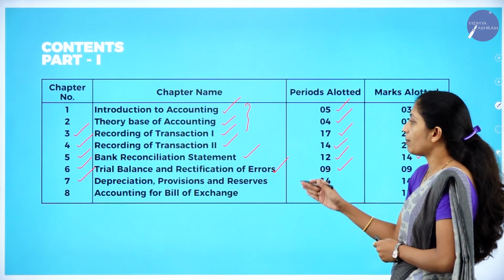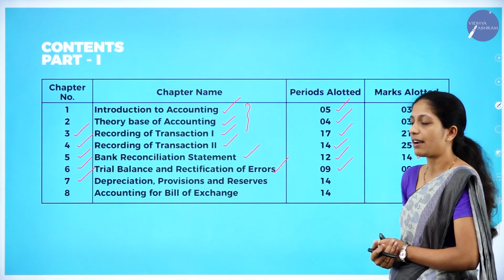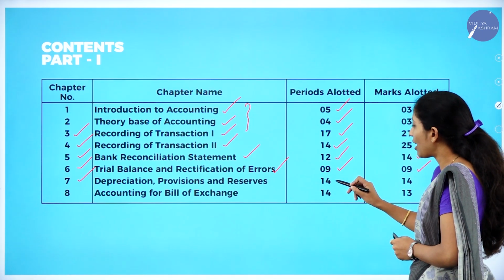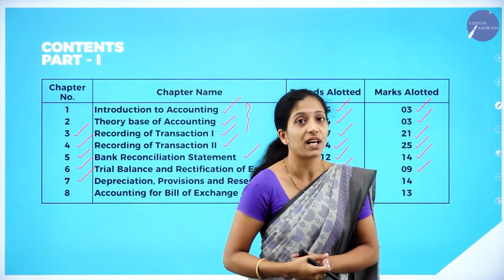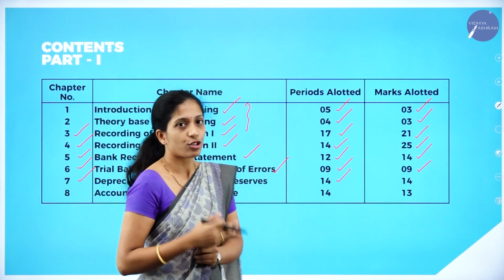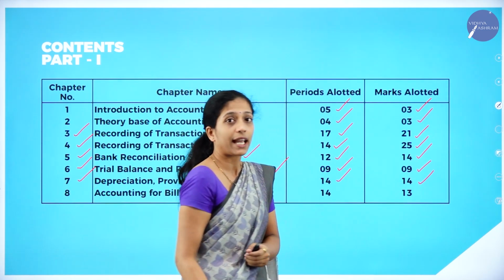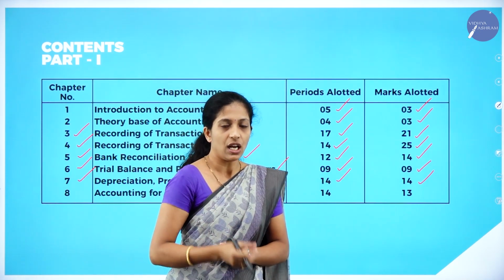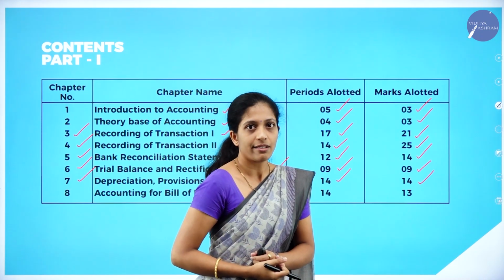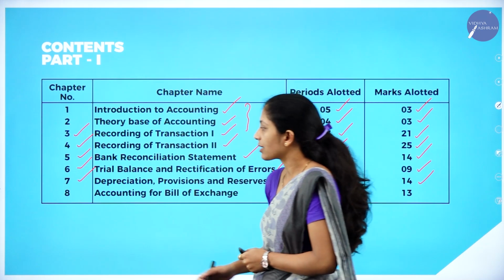So, for now, remember our 7th chapter is depreciation, provisions and reserves, where the period allotted is 14 hours. So in order to complete this particular chapter, we need 14 hours of class. Next, marks allotted is 14 marks. So you can expect 14 marks from this chapter, a very easy chapter where you can go on recording the transactions.